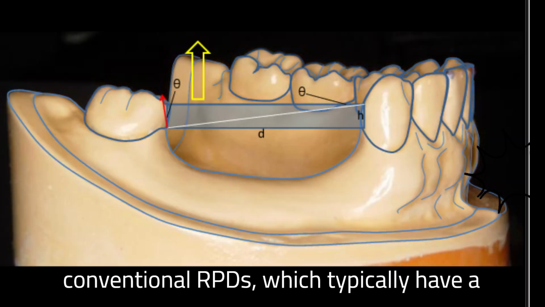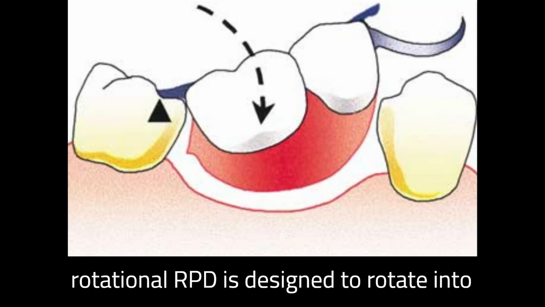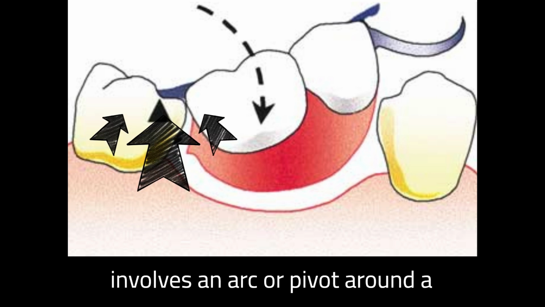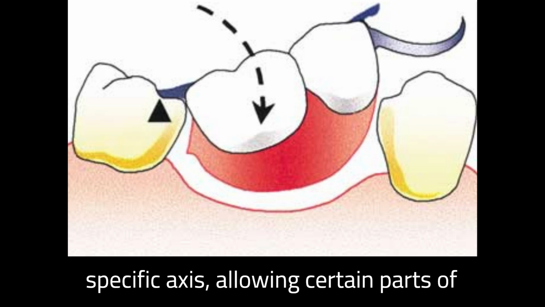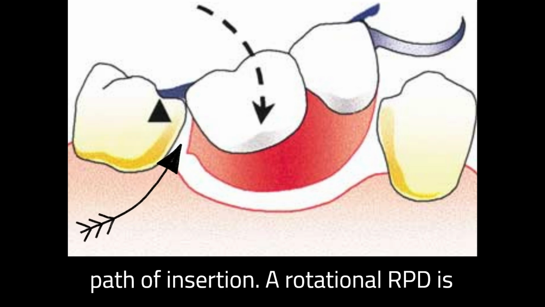Unlike conventional RPDs, which typically have a straight or linear path of insertion, a rotational RPD is designed to rotate into place. The rotational movement often involves an arc or pivot around a specific axis, allowing certain parts of the denture to engage undercuts that would be inaccessible with a straight path of insertion.